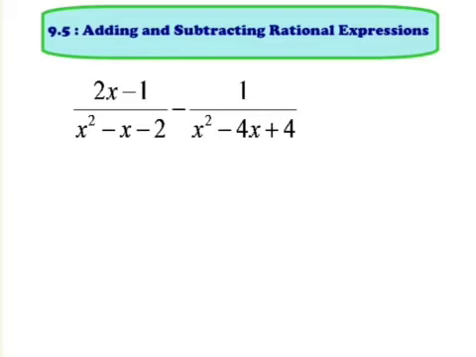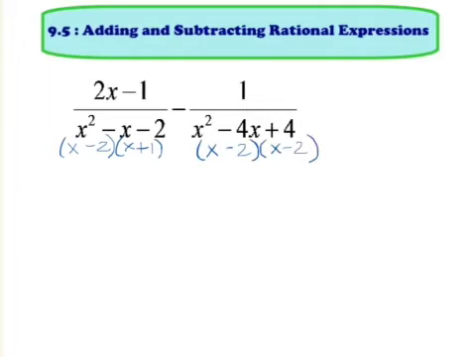Here's another example where we're going to have to factor to find our common denominator. Always check to see if you can do that. So this bottom fraction will factor into x minus 2, x plus 1, and over here this factors into x minus 2, x minus 2.